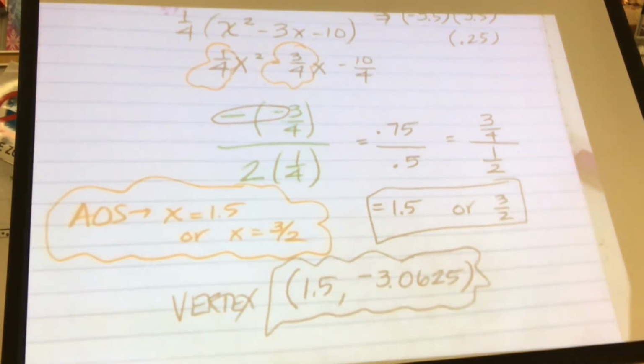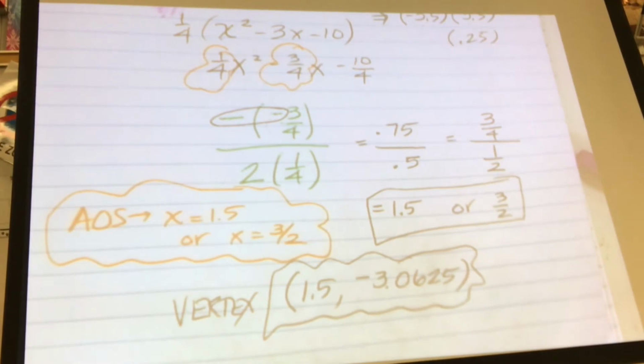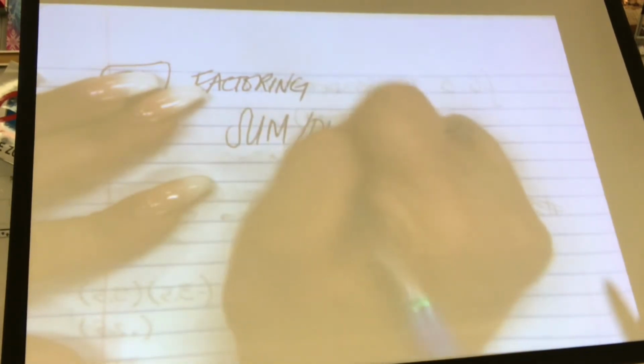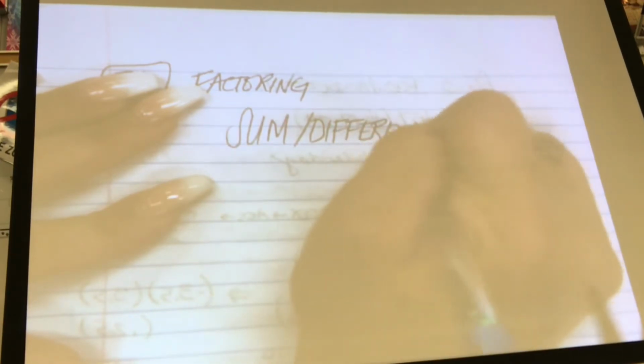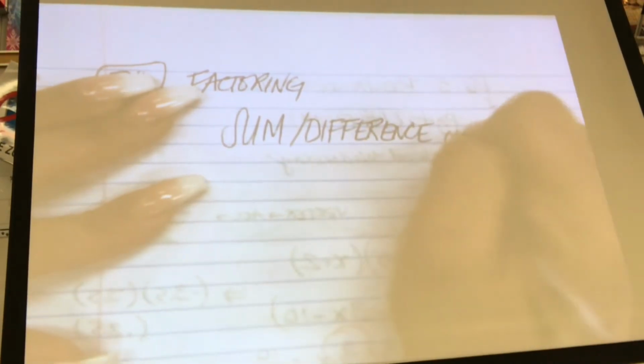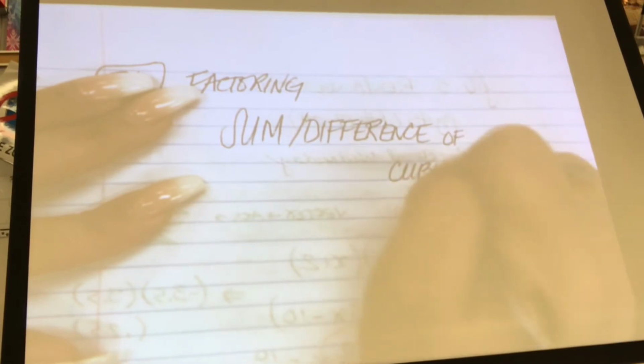All right. We're going to go over some more factoring, and then we'll go over some notes. So this is example 1. Sum or difference of cubes.